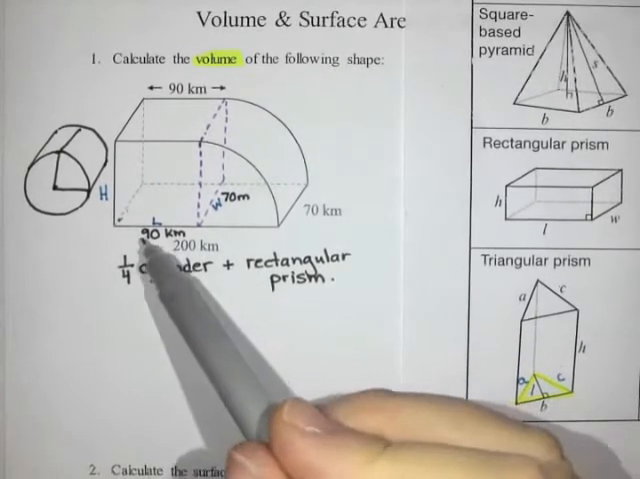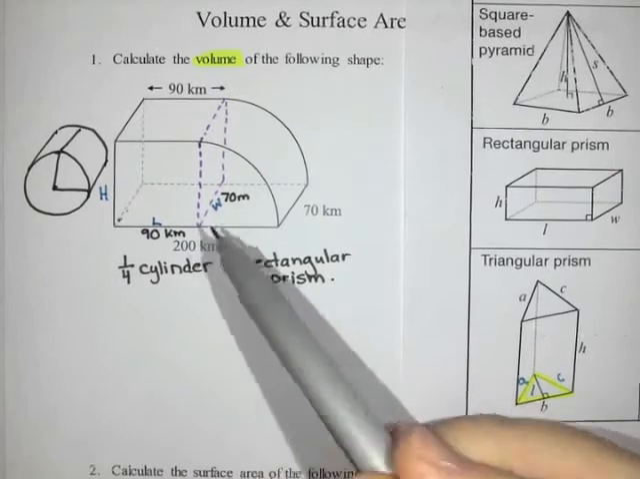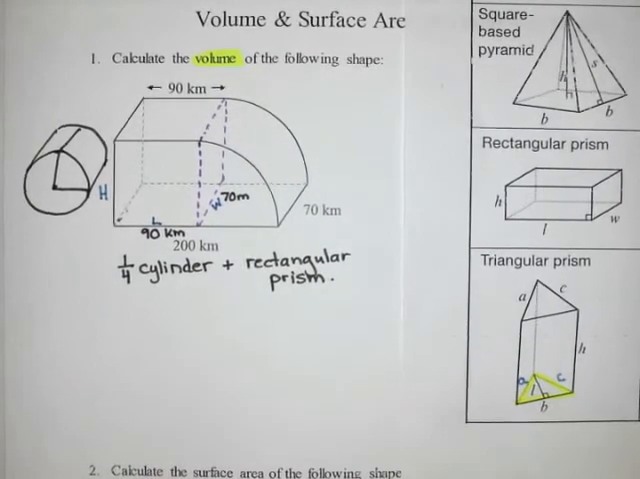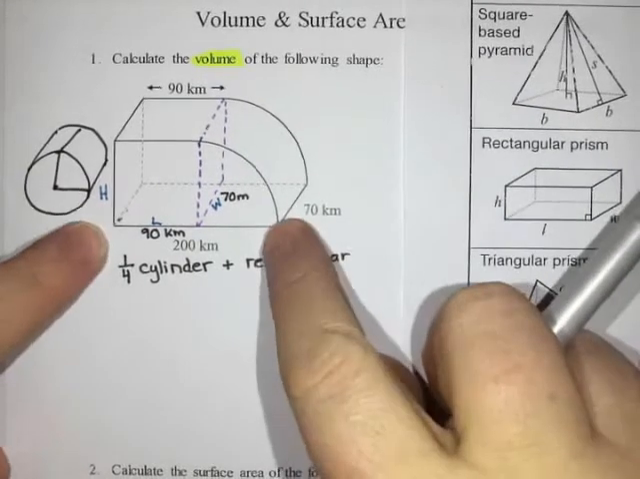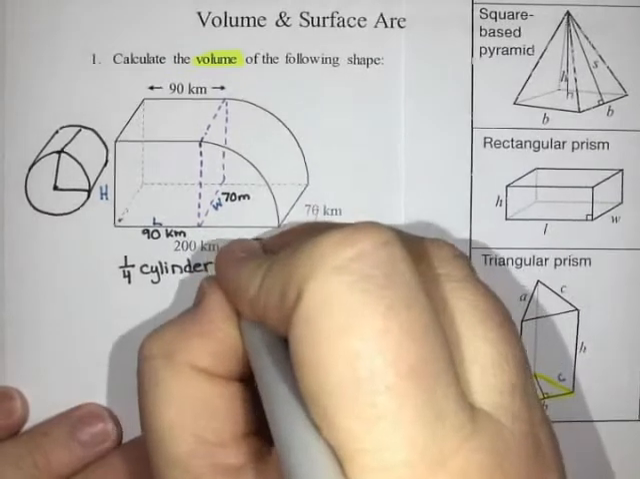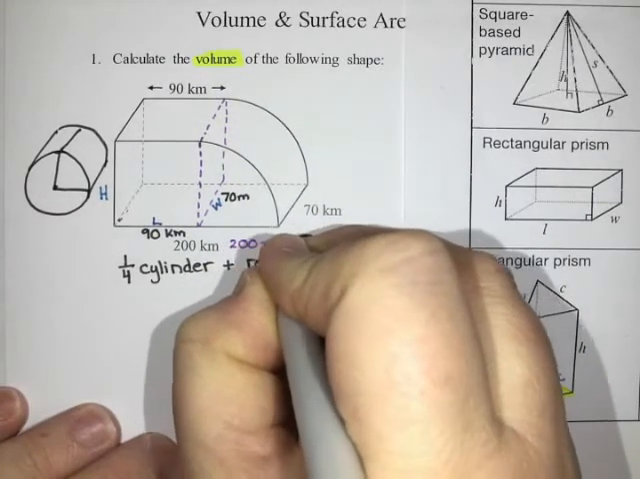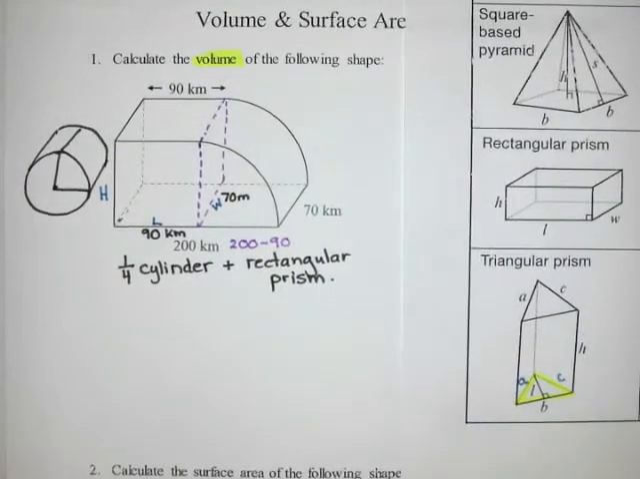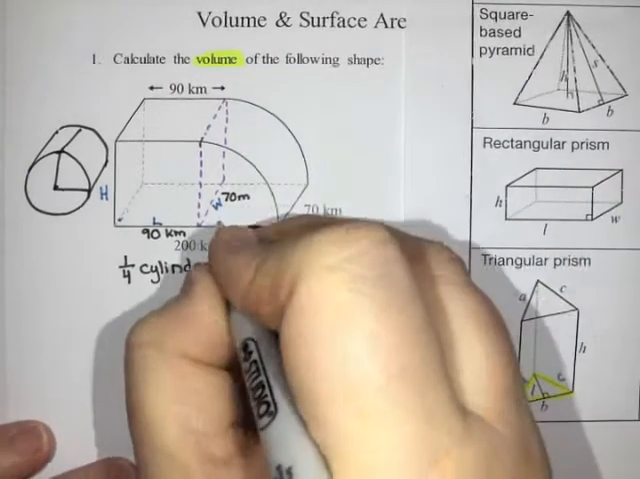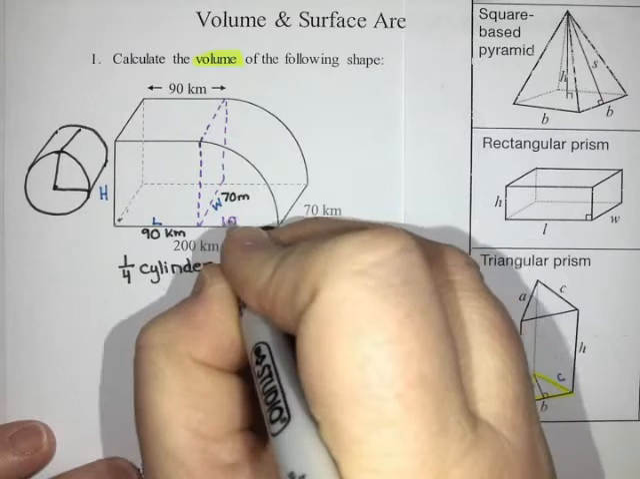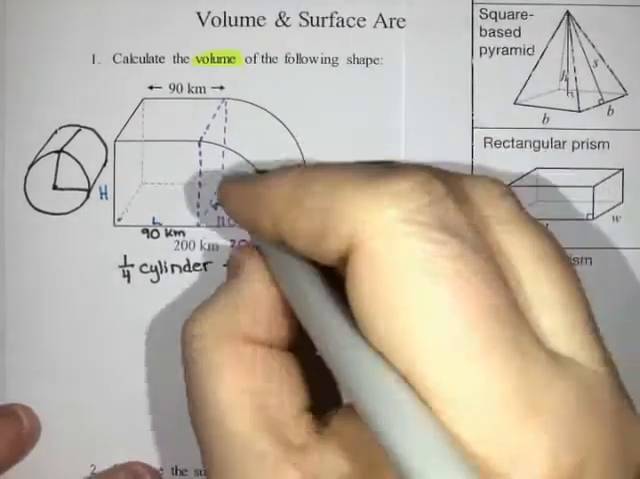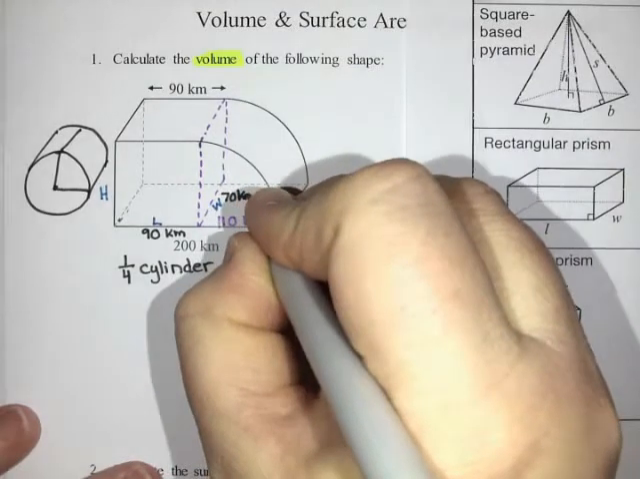So if this part here is 90, I can find this side over here by doing 200, which is the full length, take away 90. So I'm going to do 200 minus 90. 200 take away 90 is 110. Don't have a lot of room there. So I'm going to write that this is 110 kilometers. It just occurred to me, I wrote that as meters up here, and it should be kilometers.